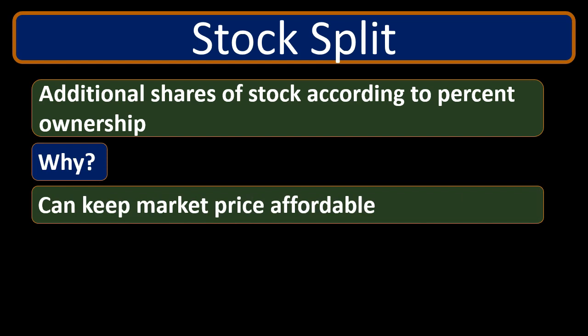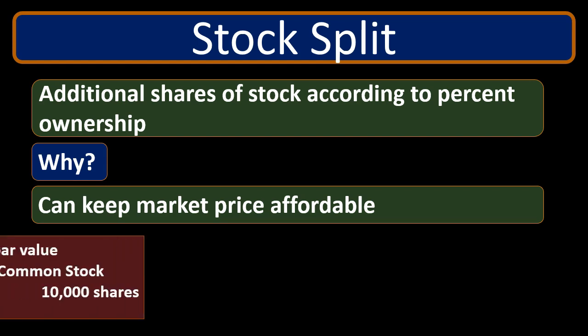We could say that it's going to keep the market price in an affordable range if we have the stock split. Note that the relative ownership of the company, and therefore the voting rights, should stay the same relative to other individuals, so the voting power should stay the same. However, the price of the stock could go down and therefore make the market price possibly more attractive to investors. So it could look something like this.